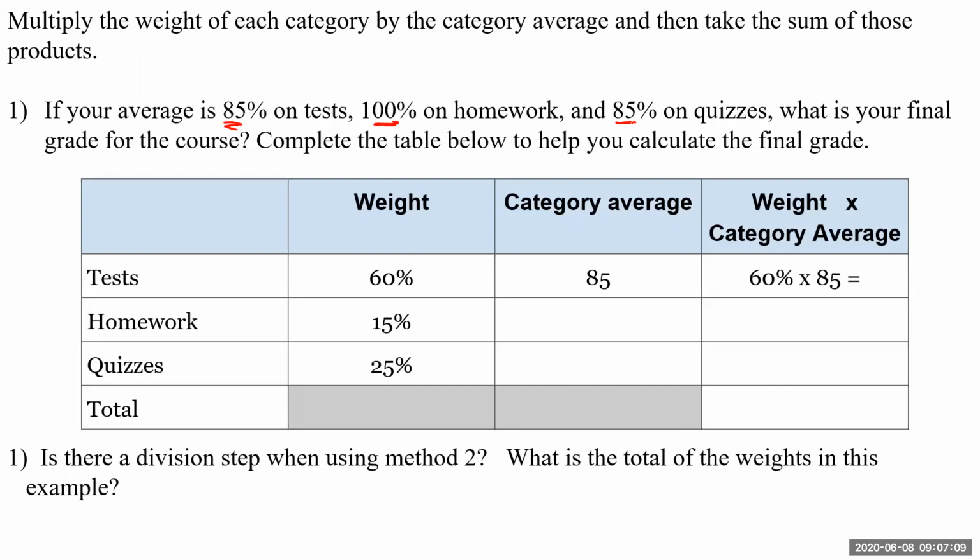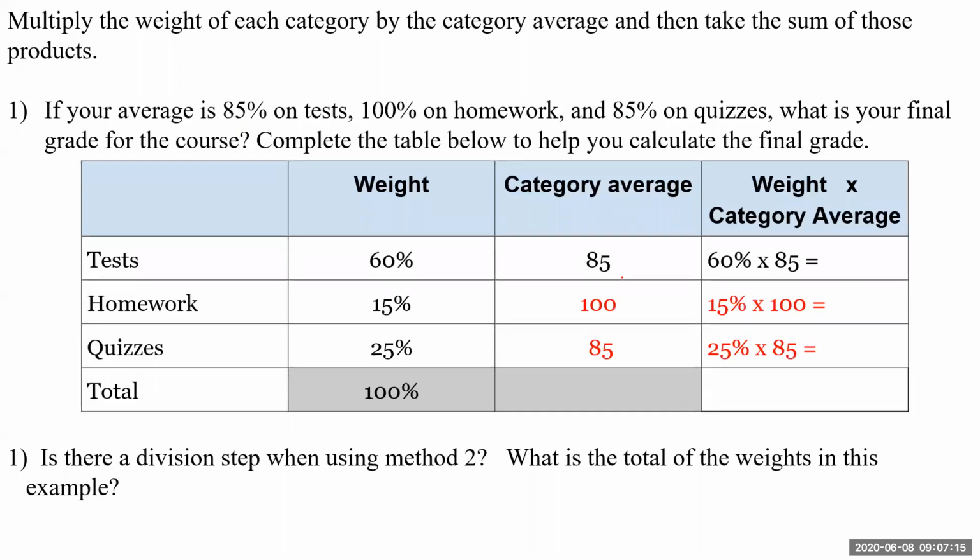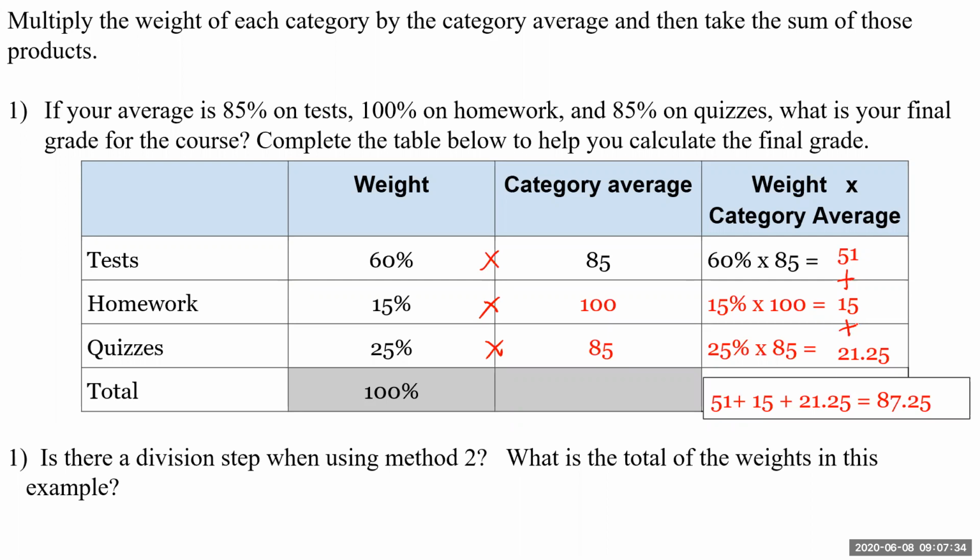So here, for homework, you scored 100. So tests is 85, homework 100, and quizzes 85. So what do we do? We're going to multiply each of these, and that will give us these numbers. Now you put these together, and that gives you your grade for the course. So you have 87.25 as your grade for the course, and that is a B if A is 90.